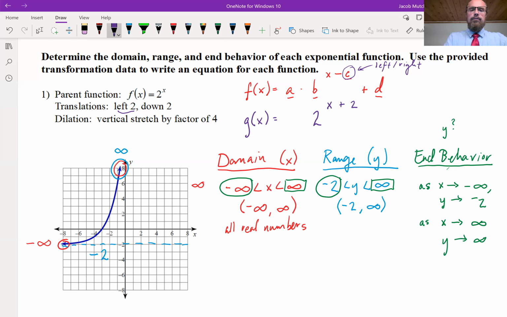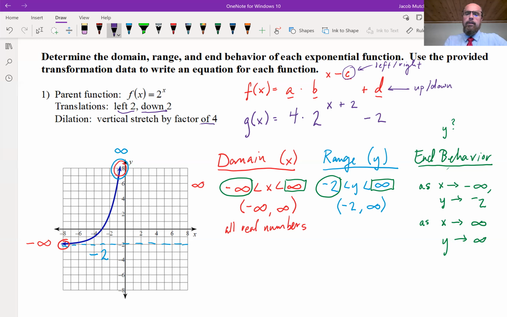The second translation's down 2, and that's described by this plus d. There we actually follow the sign, which would tell us the up or down. So if we have gone down 2 from the parent function, I'm going to write minus 2. The last thing in our data here is a vertical stretch by a factor of 4. And that's always going to be this multiplier a out in front of the base. So I'm going to write 4 there.